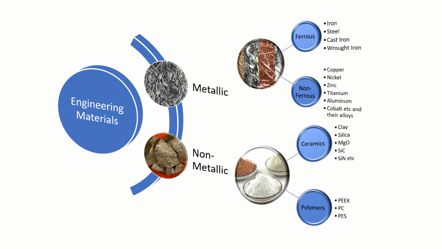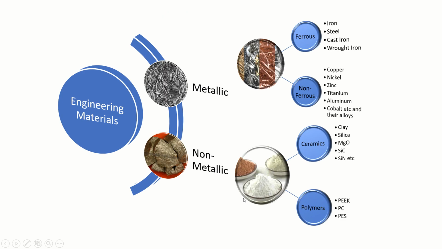Then there are non-metallic materials, which are ceramics and polymers. Polymers, in layman's language, are plastics. In our day-to-day life we use PVC pipes, that is polyvinyl chloride pipes, and PE bottles, PETG bottles, and other bottles. Those are called polymers.